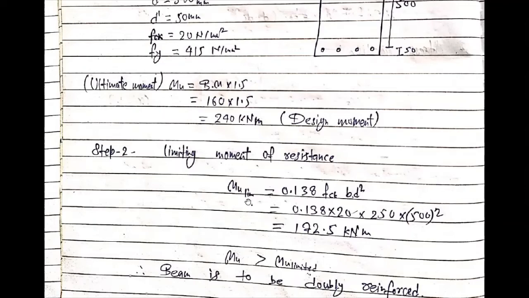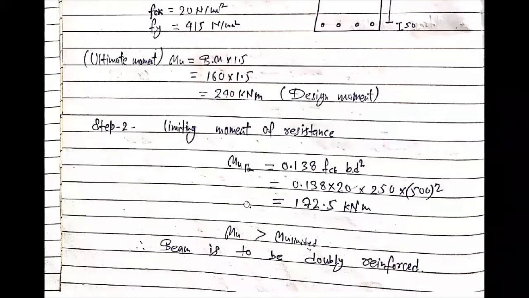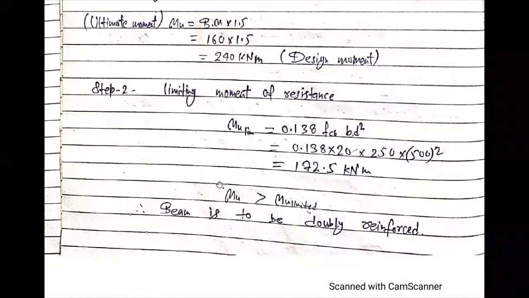This formula is given in IS 456. It is given by 0.138 fck b d square. We know all the values, and substituting them, we get 172.5 kilonewton meter. Now this is done to check whether Mu is greater than or less than Mu lim, and so whether the beam is to be singly or doubly reinforced. Here the ultimate moment is greater than the limiting moment, because Mu is greater than Mu lim, so our beam is to be doubly reinforced.